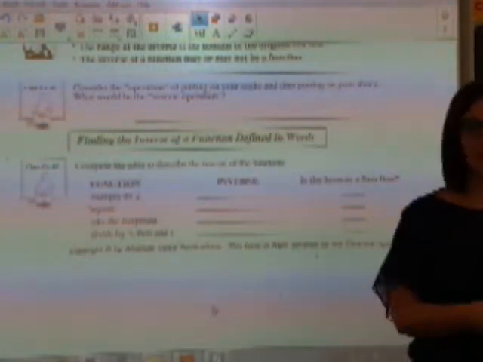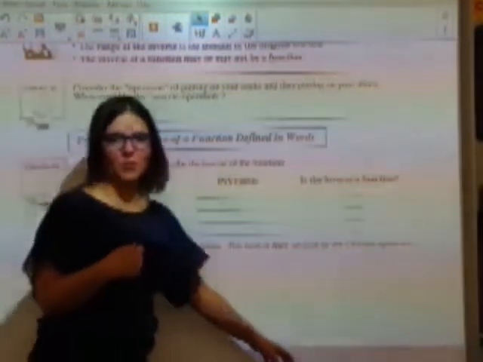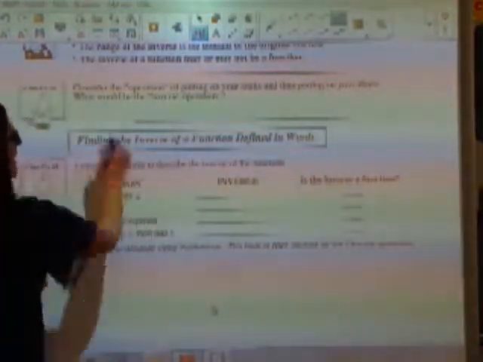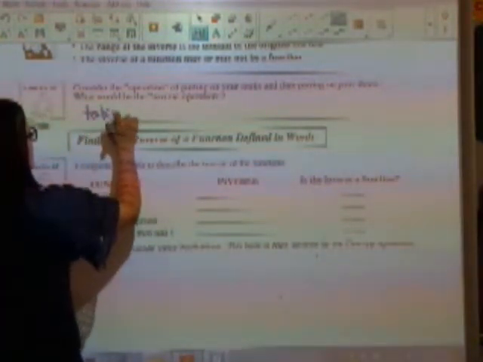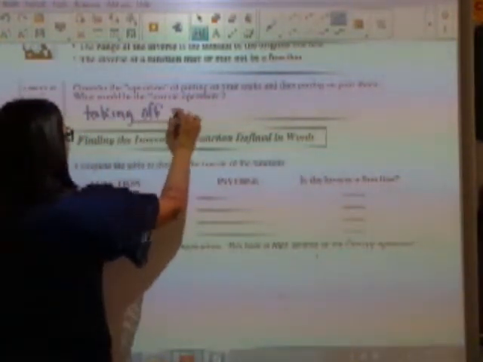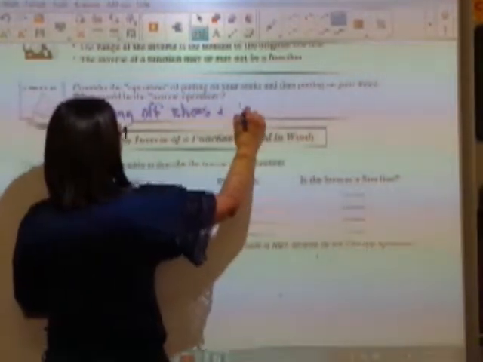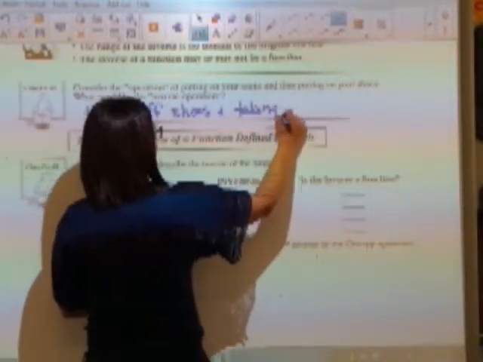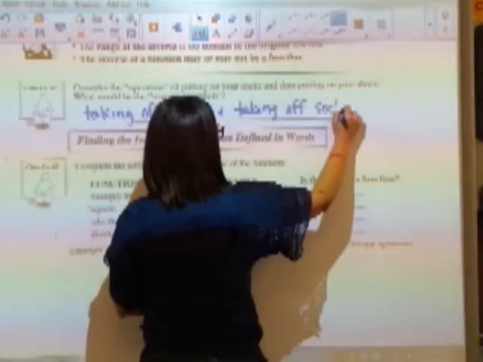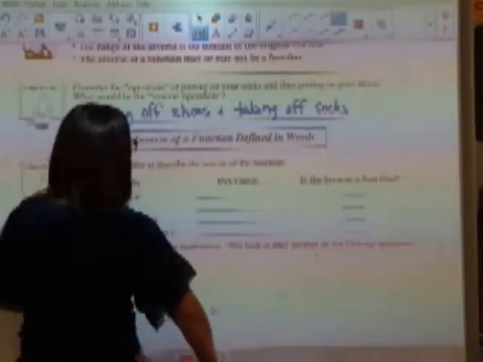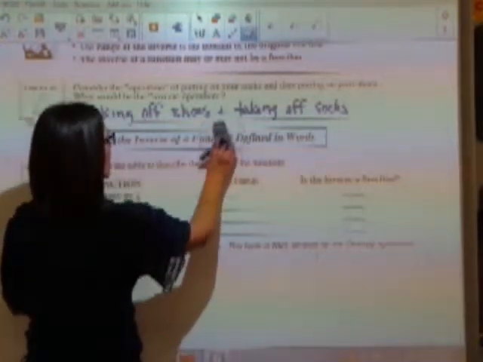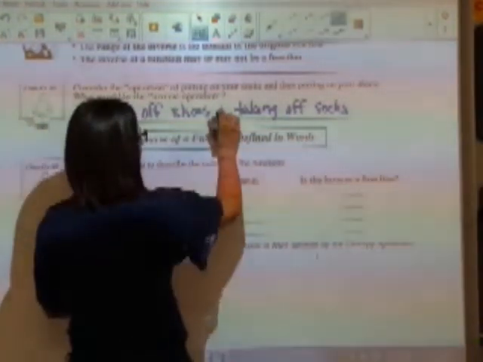So if the operation is putting on your socks and putting on your shoes, what's the inverse? Taking off your shoes and then taking off your socks. So it'd be doing the opposite. Maybe I should put "then" instead of "and": taking off shoes, then taking off socks.